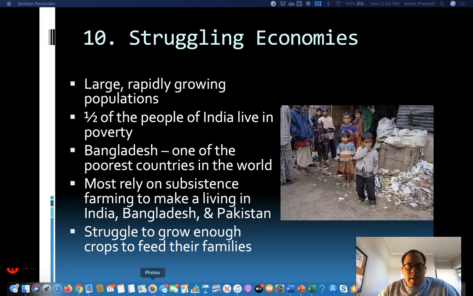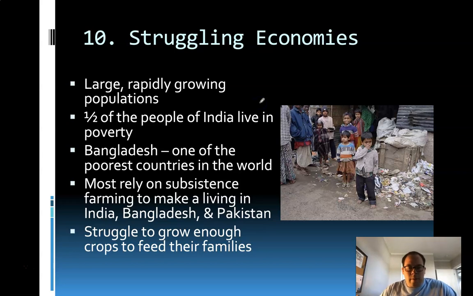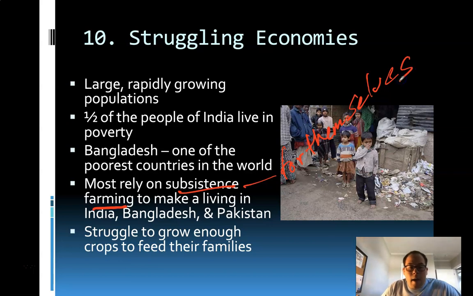Looking at the struggling economies, there are large, rapidly growing populations. Half of the people of India live in poverty. Looking at Bangladesh, one of the poorest countries in the world, most rely on subsistence farming, which means they only produce enough for themselves to be able to get by. They struggle to grow crops to feed their families. There's a lot that goes into it, but these are very poor regions.